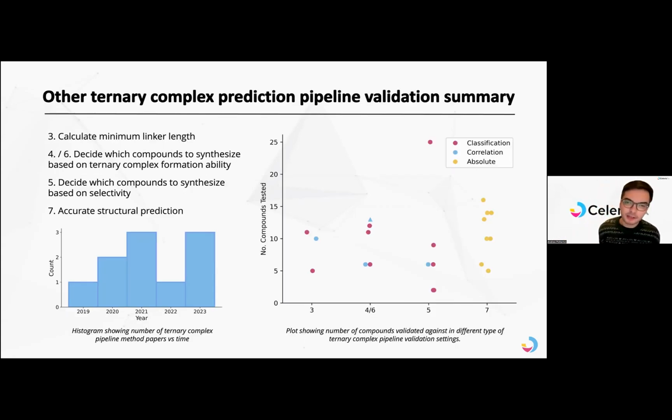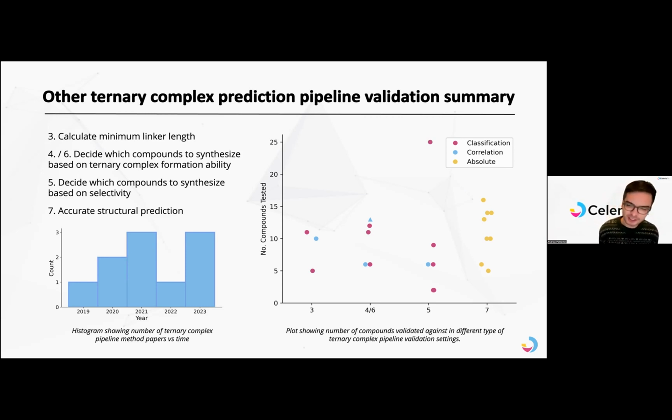Okay, so this is just summarizing how other ternary complex prediction pipelines, at least in the literature, have validated their methods. So I would first like to draw your attention to the histogram. This is just showing the different papers over time for ternary complex prediction pipelines. And you can see it's still quite a niche field, but obviously growing over time. And then the plot on the right shows how different methods validate their methods and how many compounds they validated them against in different classification or correlation or absolute settings.